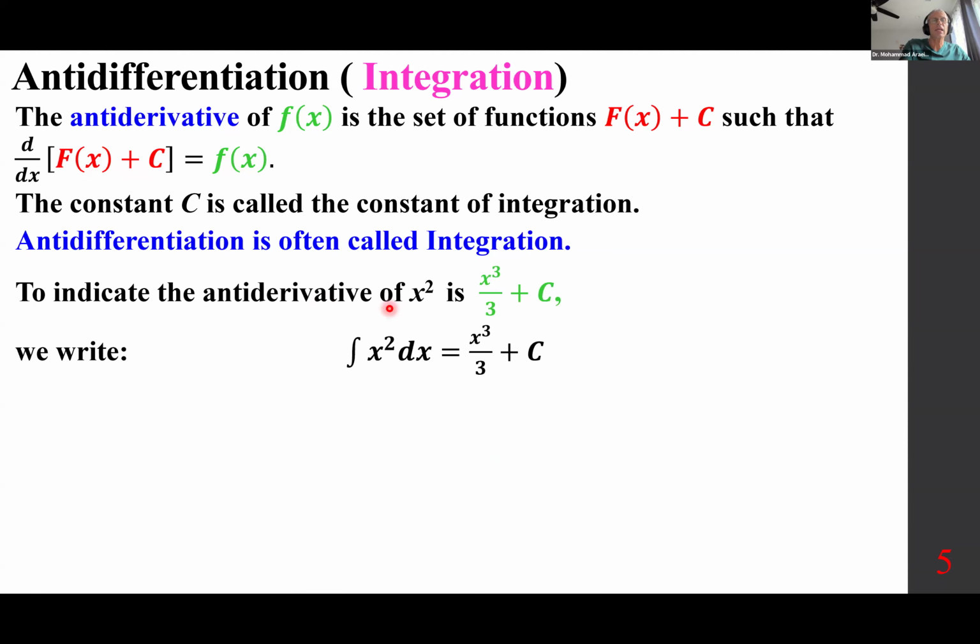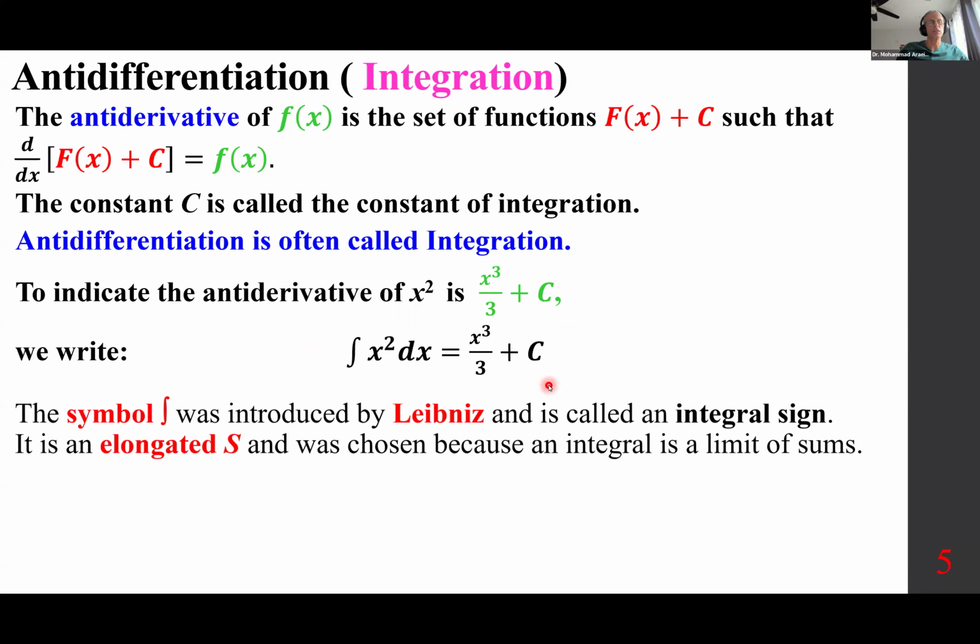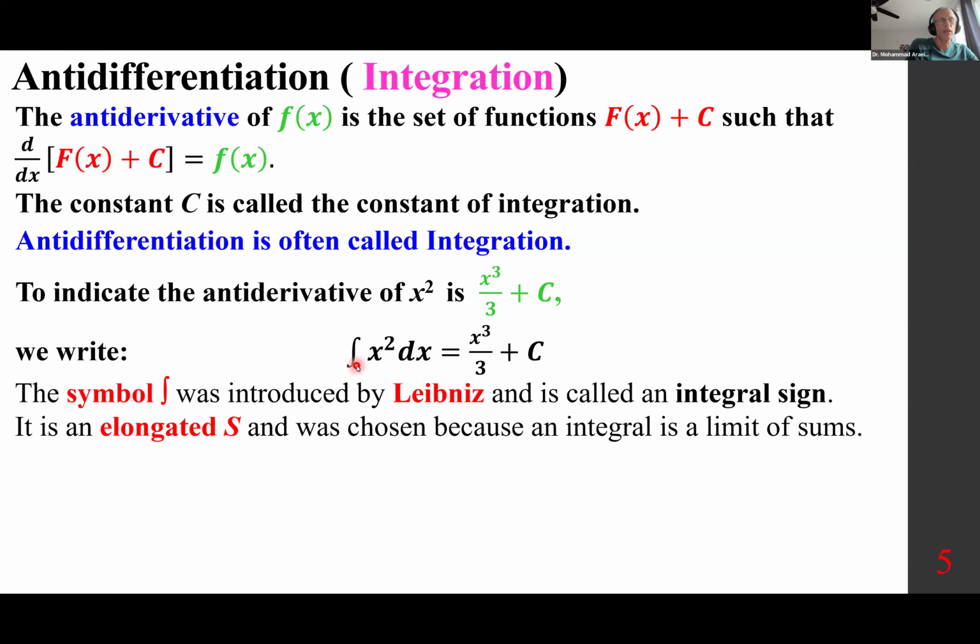To indicate that the antiderivative of x squared is x cubed over 3 plus c, we write it in the following format: the integral of x squared dx is x cubed over 3, or one third x cubed, plus a constant. Now, what is this symbol? This symbol was introduced by Leibniz and is called an integral sign. It is an elongated S. Think about S and make it elongated. It looks like that, and was chosen because an integral is a limit of sums.